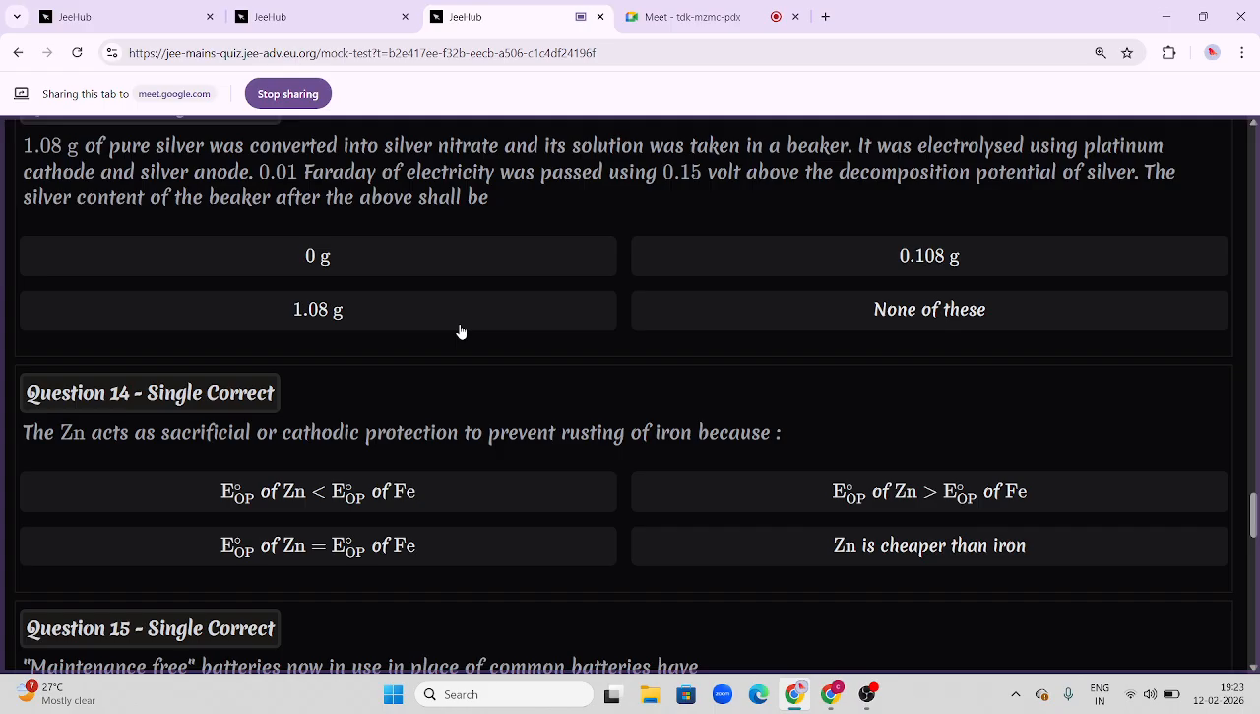Ma'am, 1 Faraday is required for 108 gram of Ag, ma'am. So 0.01 would give us 1.08, ma'am. So your answer is this. Look at the question. The silver content of the beaker after the above shall be. After passing this, what will be the weight of silver content there? You have come till the last step. What you are saying is right. 108 gram for 1 Faraday. 10 power minus 2 Faraday, 1.08 grams. After passing this, how much silver will be available there?